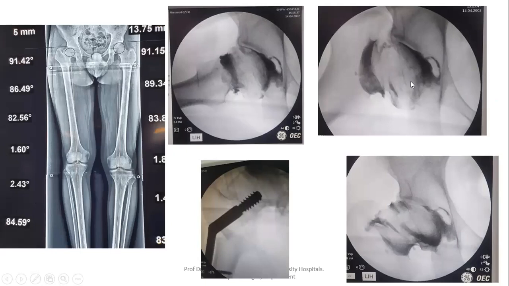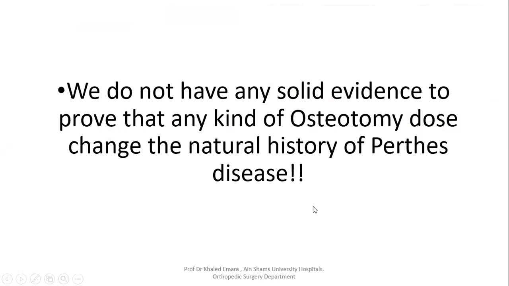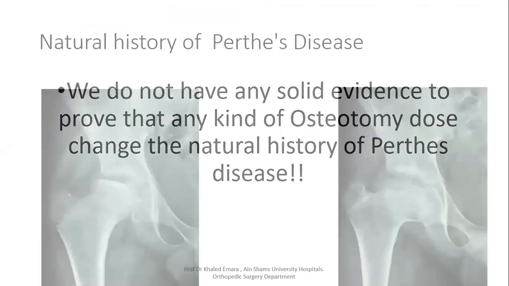What we do is basically we do hip arthrography and define where the osteophyte is and correct the limb length discrepancy and the varus by valgus osteotomy. And we rotate the head. So we bring the osteophyte, wherever it is, away from the labrum and the acetabulum. So basically, we do what we already know from femoroacetabular impingement, that you need to bring the osteophyte away from the range of the hip movement, not inside. We do not have any solid evidence to prove any kind of osteotomy we already have.